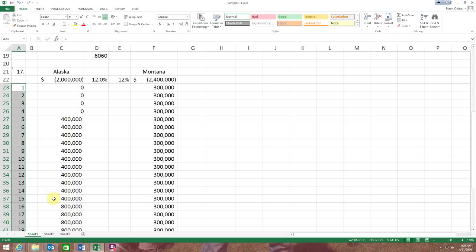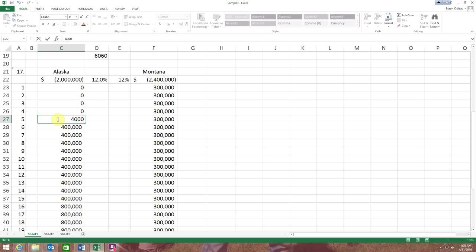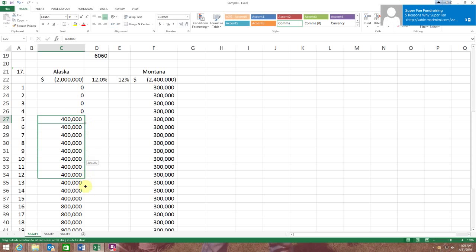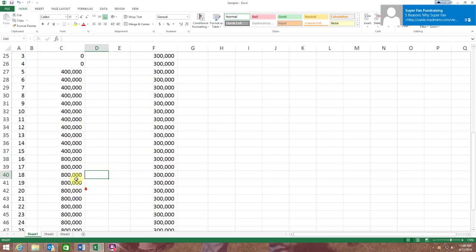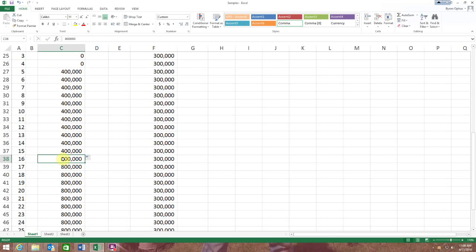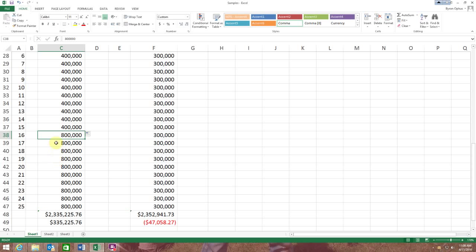Now I did that because now I can follow along. 5 through 15 is actually 11 years, but I don't have to worry about that. I just need to know that I'm going to have 400 grand from years 5 through years 15. So if I do this, and then I just drag that down to 15, boom, okay. And then I'm going to have 800 grand for mine for the last until year 25. So 800. Okay. And again, I drag that down.